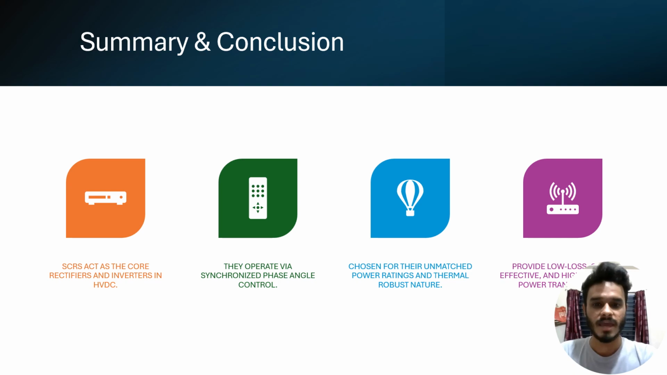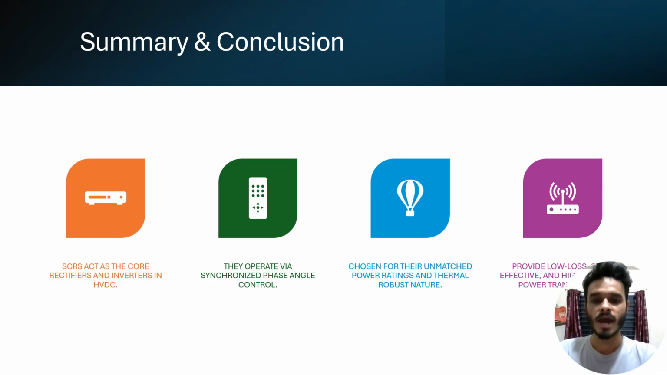Moving to the summary and conclusion. Throughout this presentation, Group 1 has demonstrated that SCRs are the absolute backbone of high voltage DC transmission. We explored their core roles in rectification and inversion, and how we precisely manage power flow by controlling the firing angle in a Graetz bridge circuit.